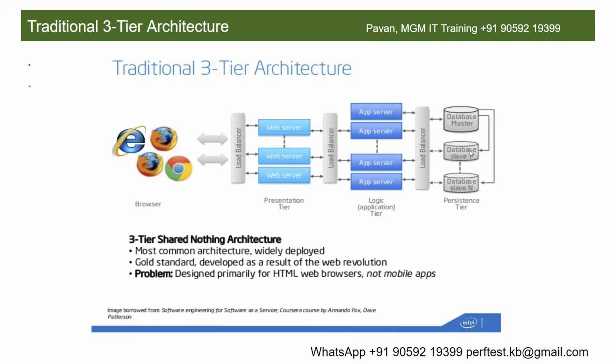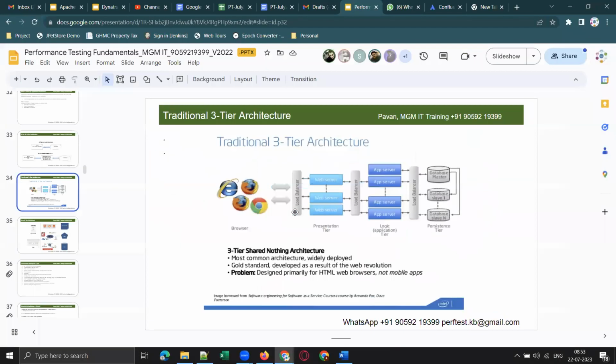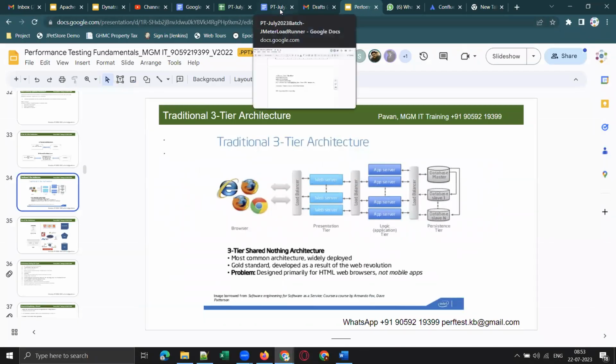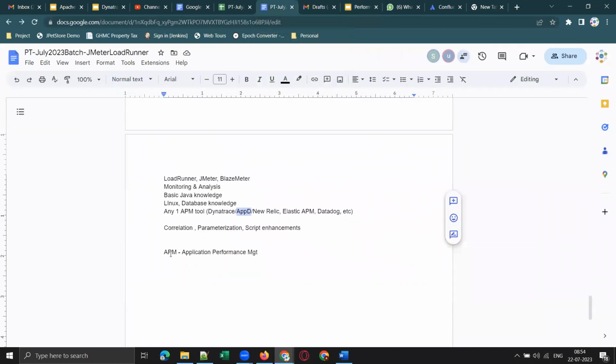But if you use any APM tool like Dynatrace, AppDynamics or New Relic, they will pinpoint exactly where the issue is, whether it is at the database layer or with the load balancer. They will pinpoint the issue. So identifying the performance issues will be easy while using these APM tools. Is it clear, guys? That is the advantage that APM tools bring to the table.